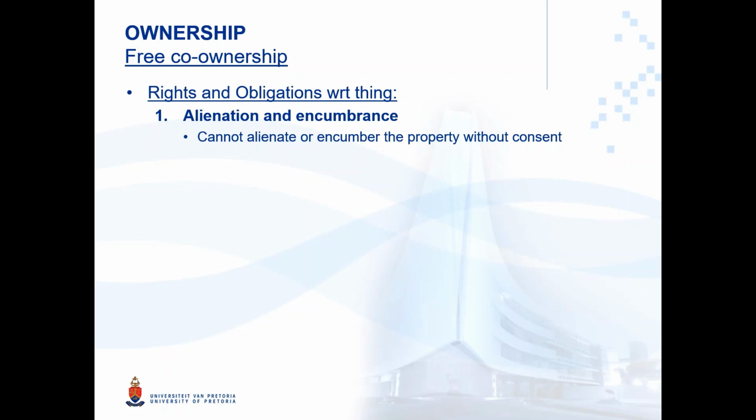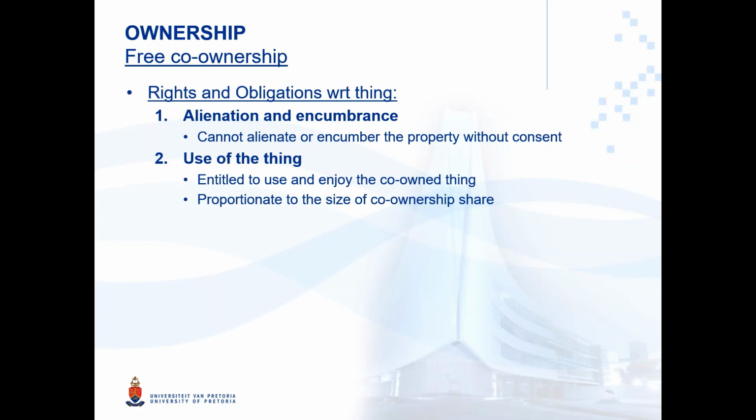With regard to the co-owner's entitlement to use the co-owned property, co-owners are entitled to use and enjoy the co-owned property. Co-owners can agree in a use agreement that will form part of the co-ownership agreement what the property can and cannot be used for. However, a co-owner has to use the thing or the property proportionate to the size of his or her co-ownership share. Co-owners are required to use the co-owned property in a reasonable manner and not in an unreasonable manner.